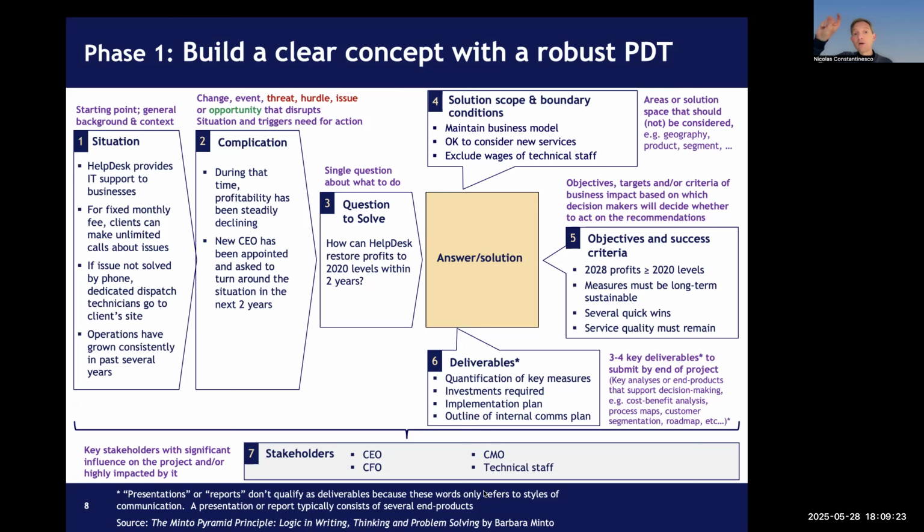And then all around the answer, the scope, the objectives and success criteria, and the deliverables are all these different aspects that describe the solution, so as to give us more visibility about what it is that we want to aim for.